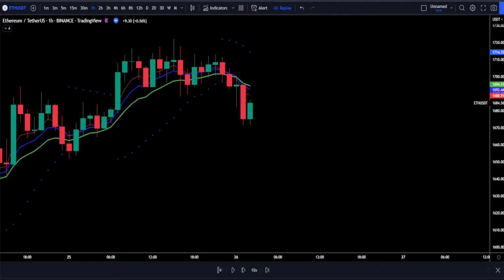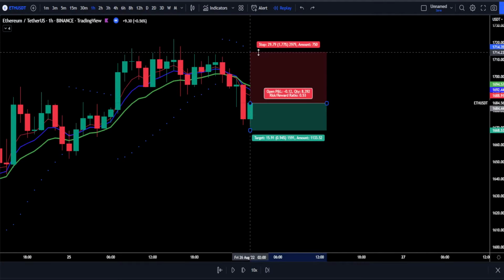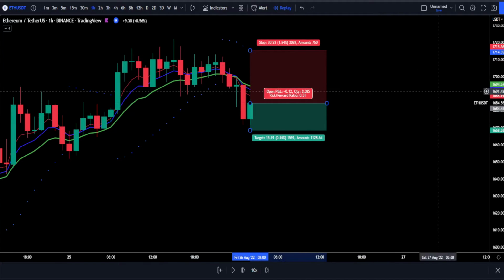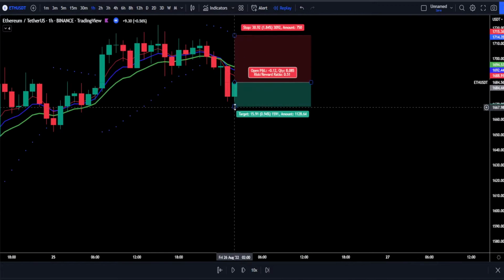So we'd be placing a sell order on the close of our trigger candlestick. The stop loss will be set just above our most recent swing high. And once again, we are going to be targeting 3 times the risk.